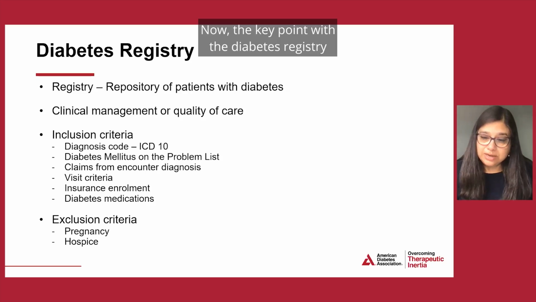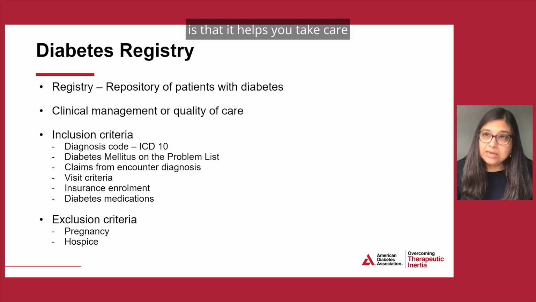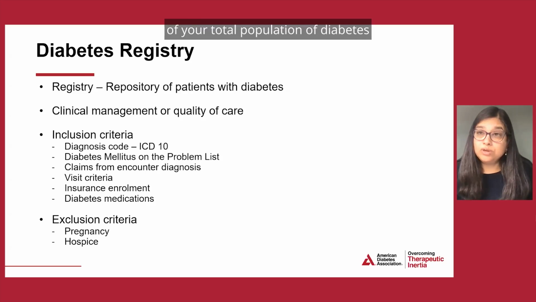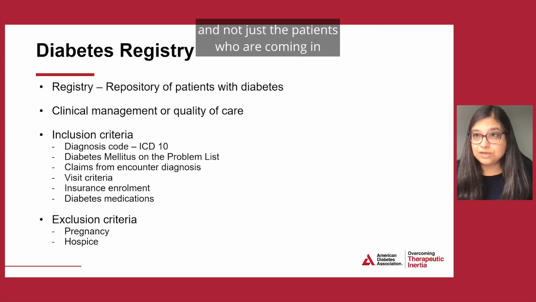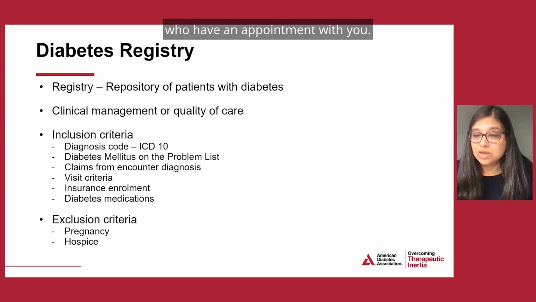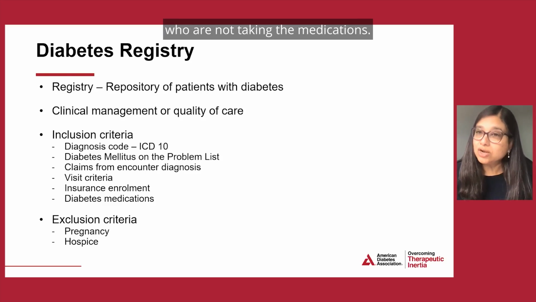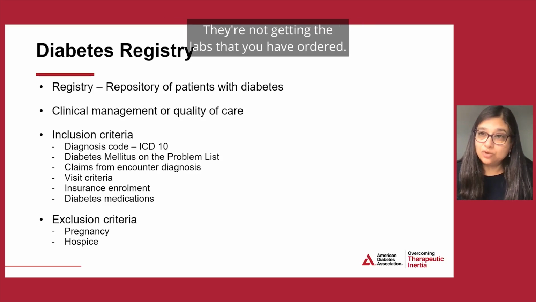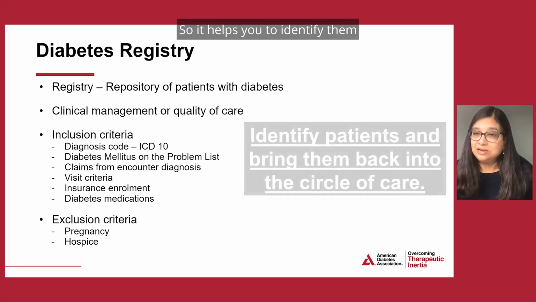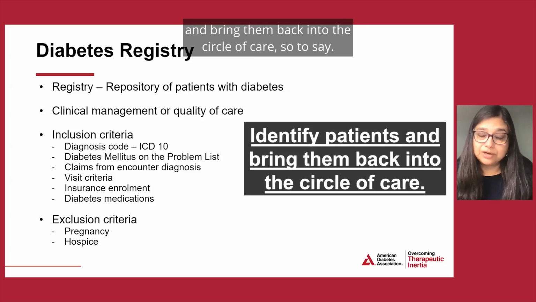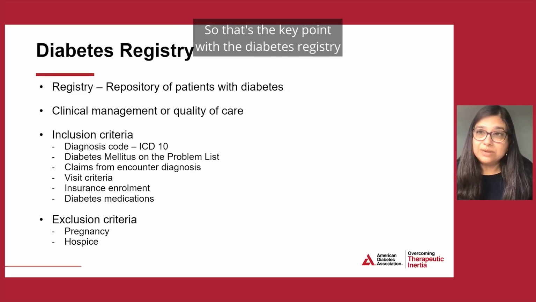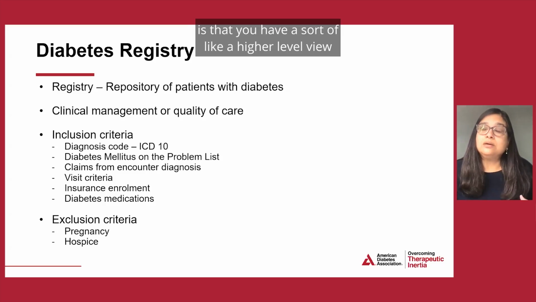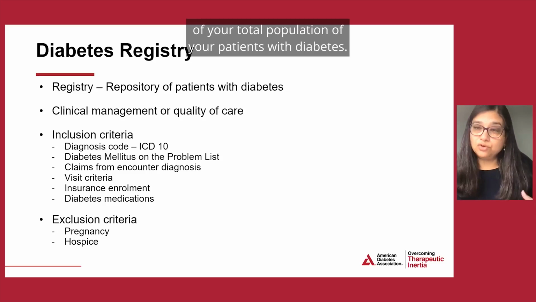Now, the key point with the diabetes registry is that it helps you take care of your total population of diabetes and not just the patients who are coming in, who have an appointment with you. So you are able to identify patients who are missing appointments, who are not taking the medications, who have some barriers to that, or who are not getting the labs that you have ordered. It helps you to identify them and bring them back into the circle of care, so to say. So that's the key point with the diabetes registry, that you have a higher level view of your total population of patients with diabetes.